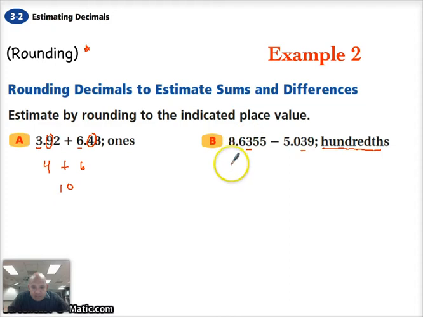So instead of 8 and 6,355 10,000ths, we're going to write it as 8 and 6,400. Looking at this, we round up. Subtract 5 and 400ths. Looking at that now, we round up again. So 8 and 6,400 subtract 5 and 400ths gives us 3 and 60/100ths. Or another way we can say that is 3 and 6/10ths.